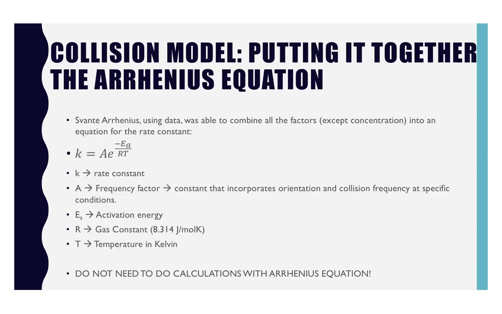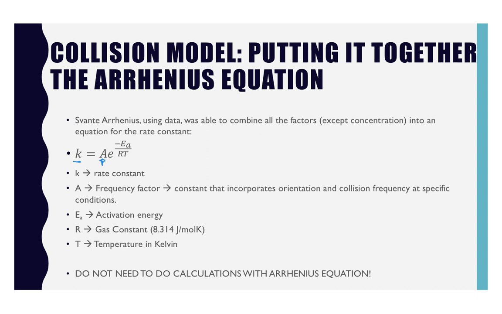So Svante Arrhenius, who was a Swedish chemist, took all of this information and through mathematical manipulation and different experimental data, he actually created an equation that fairly well approximates how these factors go into the rate constant K. Okay, so here's our rate constant K, and that rate constant is equal to A times e to the negative activation energy over the gas constant times the temperature.